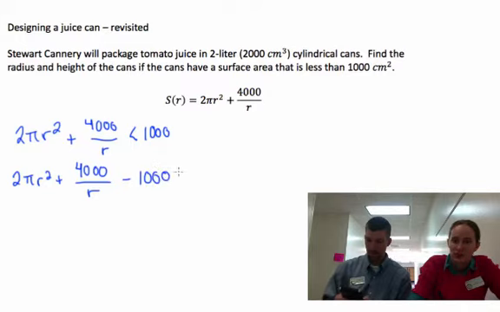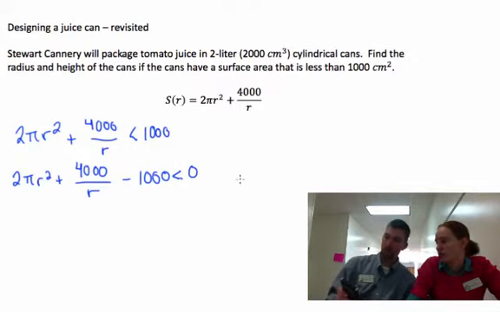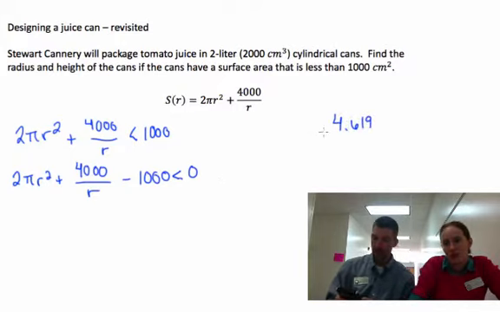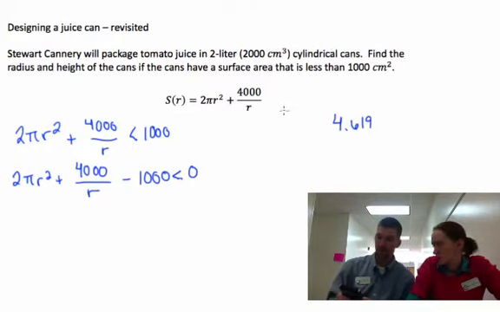So now we have a less than 0 situation going on. Because of that, we can graph this and find the x-intercepts and then look at where the graph is below the x-axis. So the first x-intercept is 4.619. Three decimal places, please.